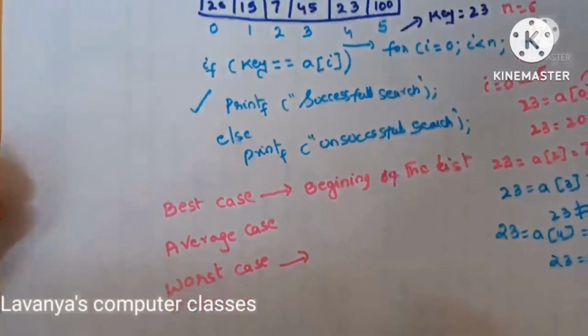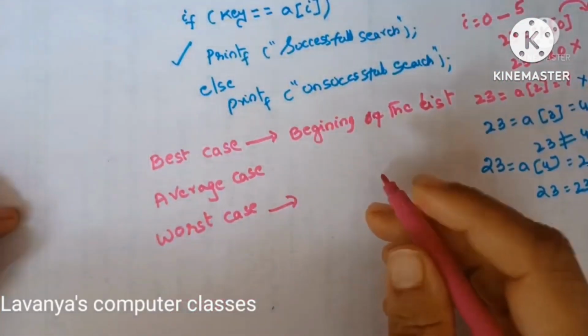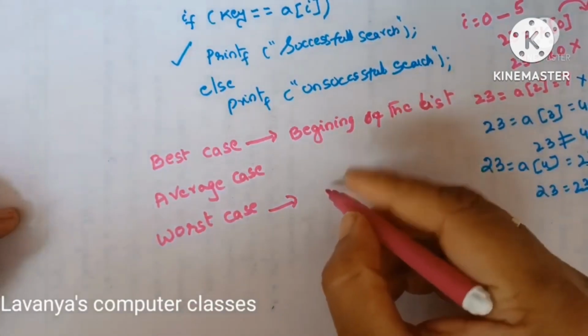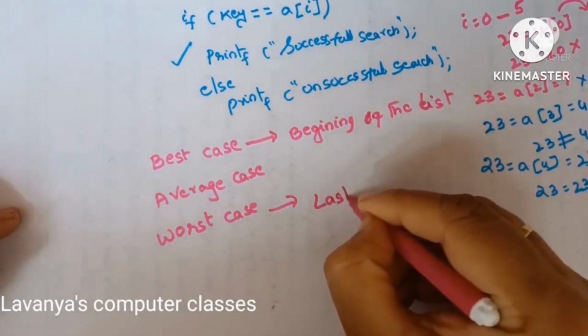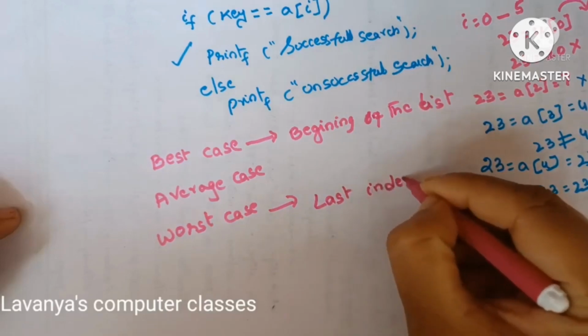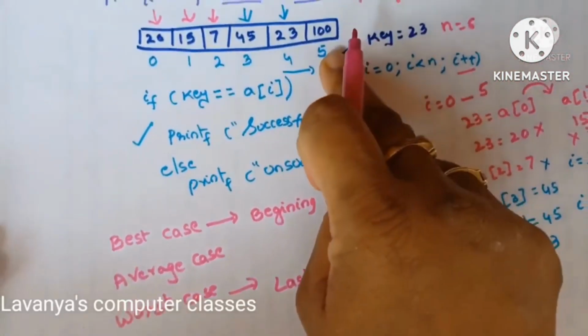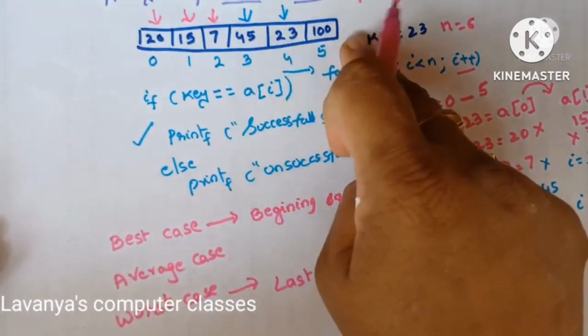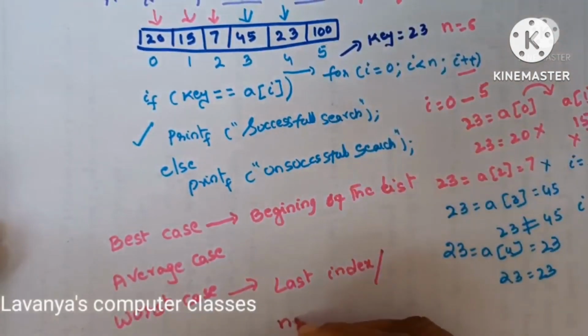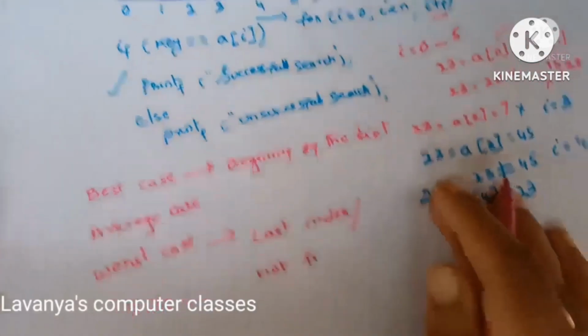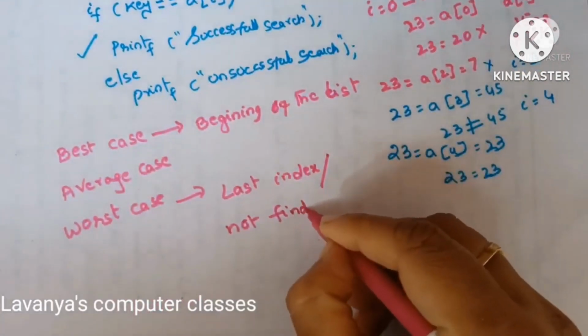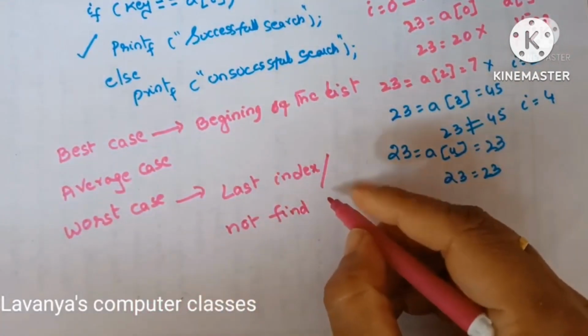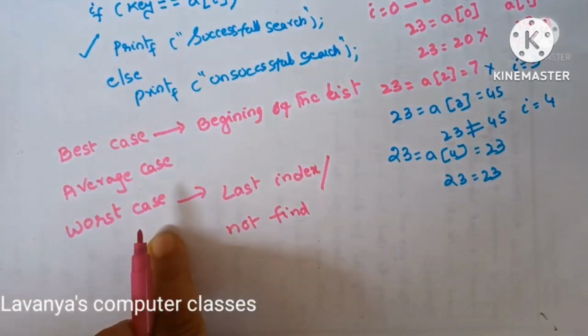Worst case. What does worst case mean? Worst case is searching for a key at the last index. Last index means the last element, that is, the search key is in the last element or is not found in the list at all. Either it is at the last index or not found. An unsuccessful search is also called the worst case.